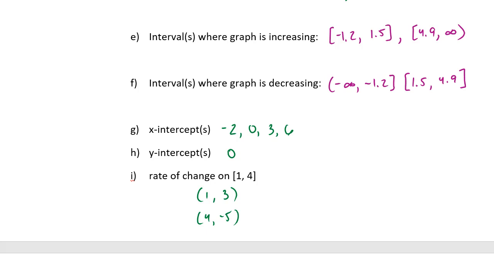And using that slope formula, we would have negative 5 minus 3 over 4 minus 1. Negative 5 minus 3 is negative 8. 4 minus 1 is 3. That can't be reduced. Our answer would be negative 8/3 would be our rate of change between those 2 points. So that's how you do the pink section. So hopefully that answers the questions you may have had on those.